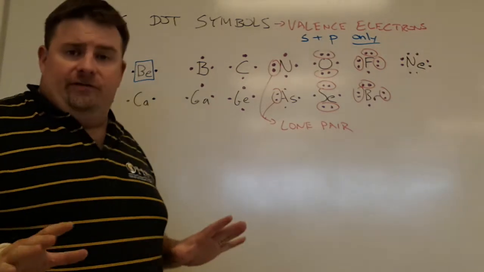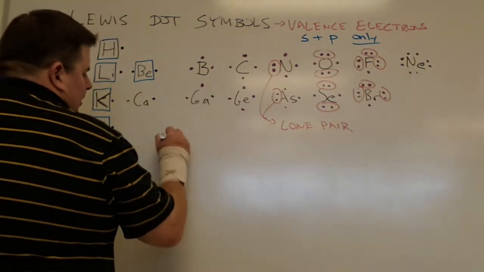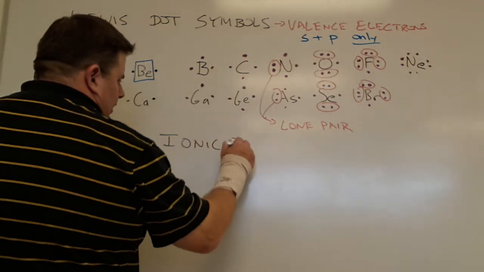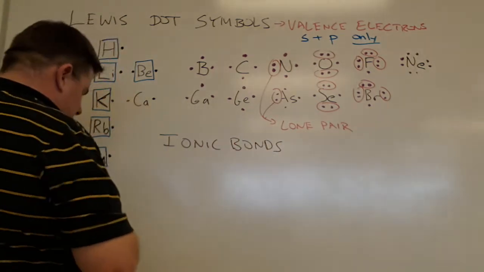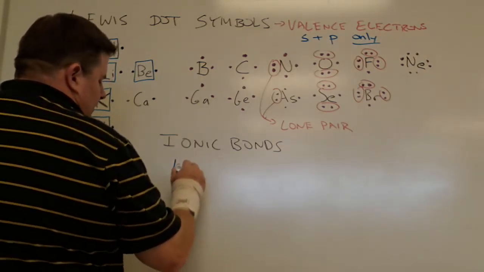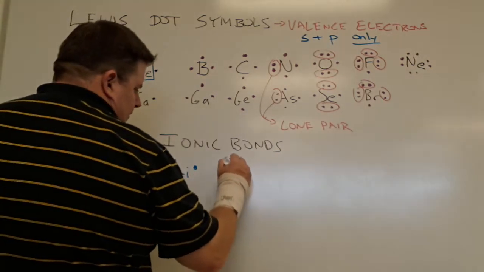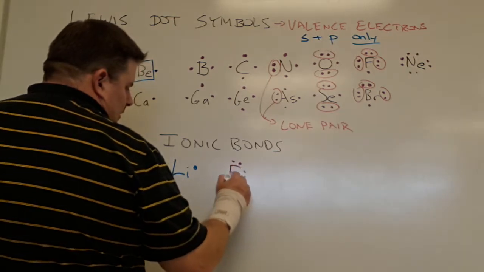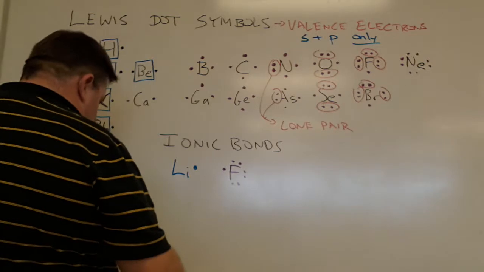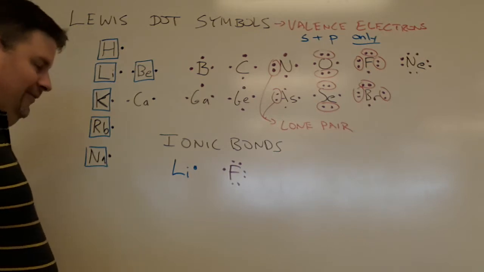Now, when we have simple ionic bonds, this is actually a pretty easy representation. So for ionic bonding, if I take something simple like lithium and stick it next to something like fluorine, lithium has 1 electron, and the fluorine has 7. Now, for the fluorine to get a full set of electrons, it's going to want to pull the electron away from the lithium.